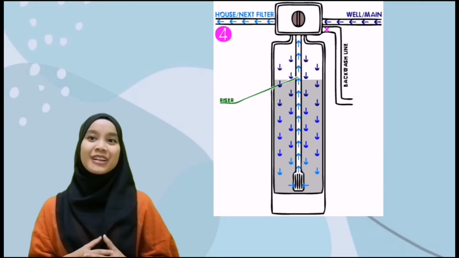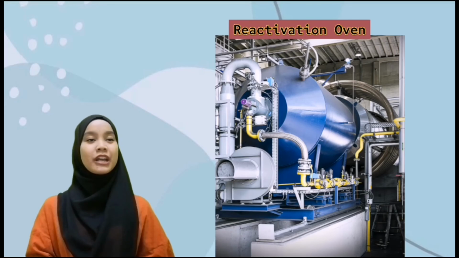Over time, the carbon becomes saturated, reducing the filter's effectiveness until it no longer adsorbs. Carbon can be thermally regenerated after saturation. This is done in a high temperature reactivation oven. During this process, the organic compounds that have been adsorbed are destroyed. Active carbon can also be chemically impregnated.